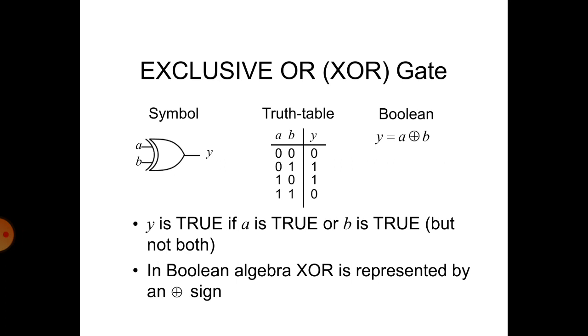For XOR, Y is true if A is true or B is true but not both. In Boolean algebra, XOR is represented by a plus sign surrounded by a circle.